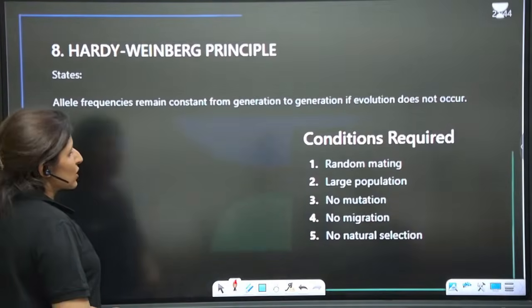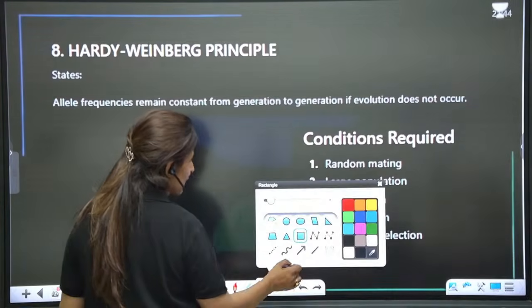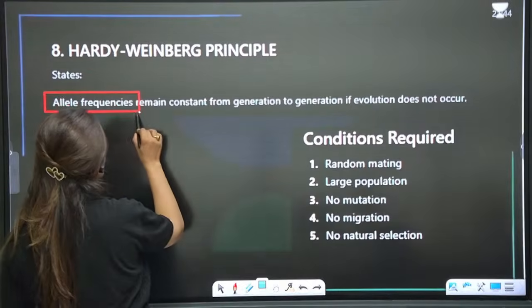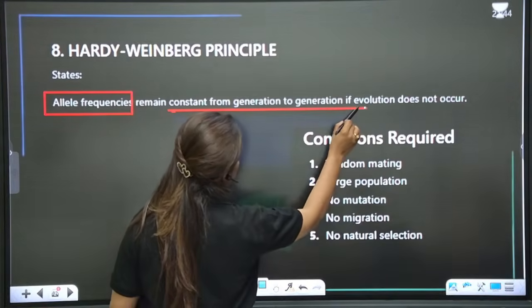Very important. So Hardy-Weinberg said that allelic frequency will remain constant from generation to generation if evolution doesn't occur.